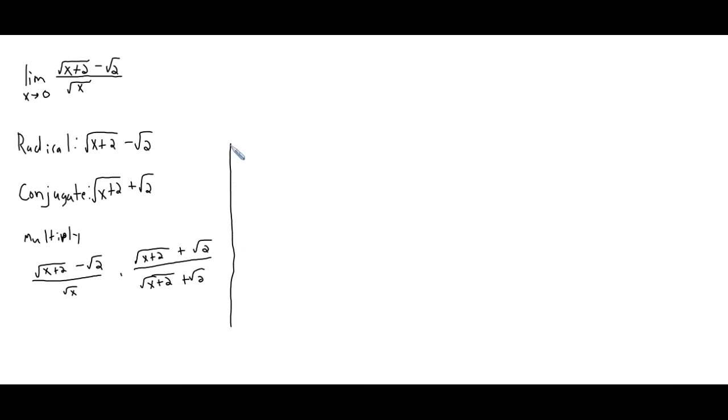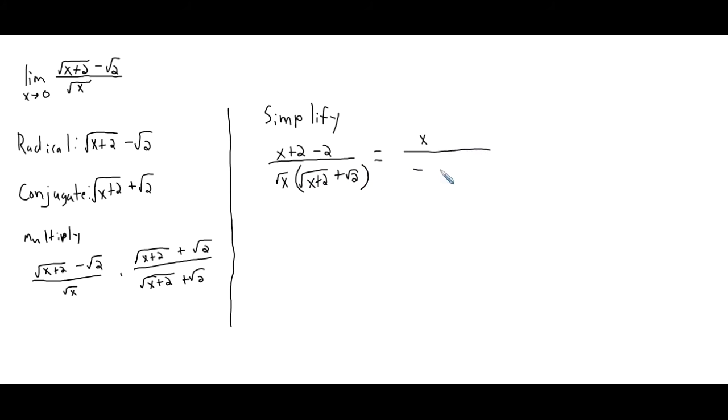And now we simplify. Remember, we multiply the numerator all the way through, but we leave the denominator as is. So multiplying the numerator all the way through, that gives us x plus 2 minus 2, divided by the denominator, which we leave as is, which is the square root of x times, in parentheses, the square root of x plus 2 plus the square root of 2. And we simplify the numerator one step further, and we just get x divided by the square root of x times the square root of x plus 2 plus the square root of 2.